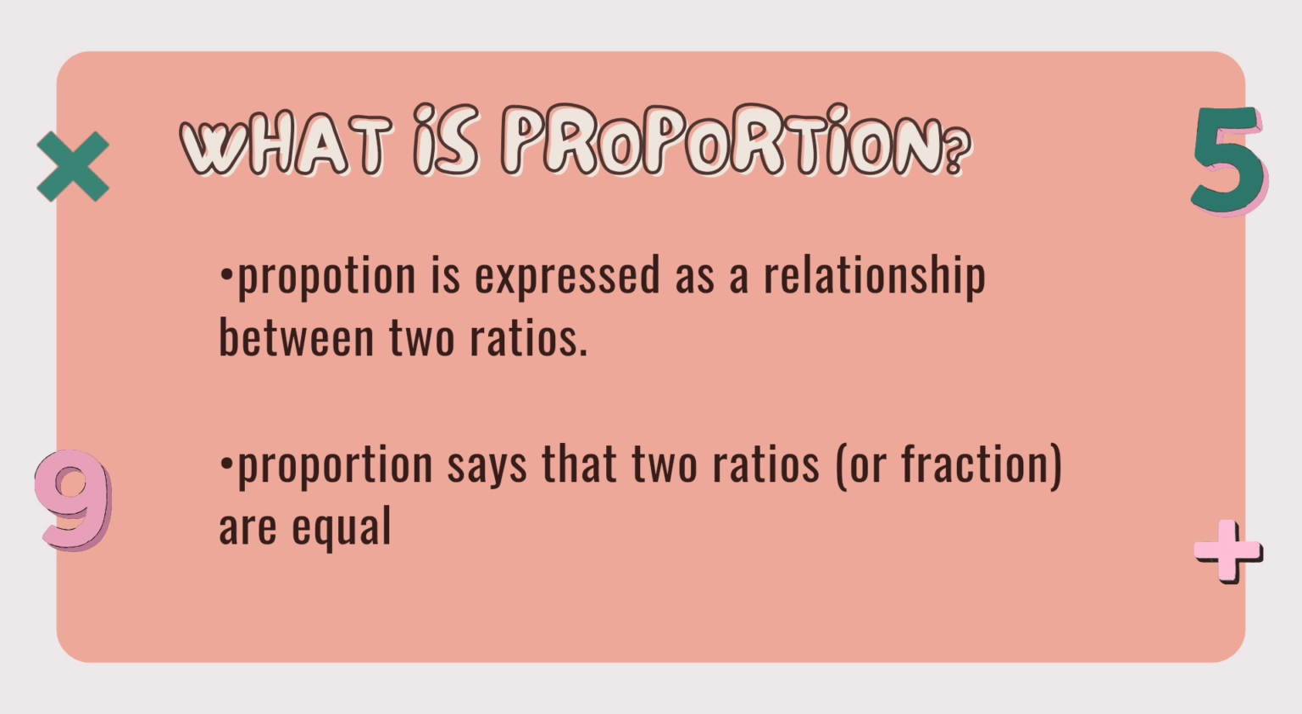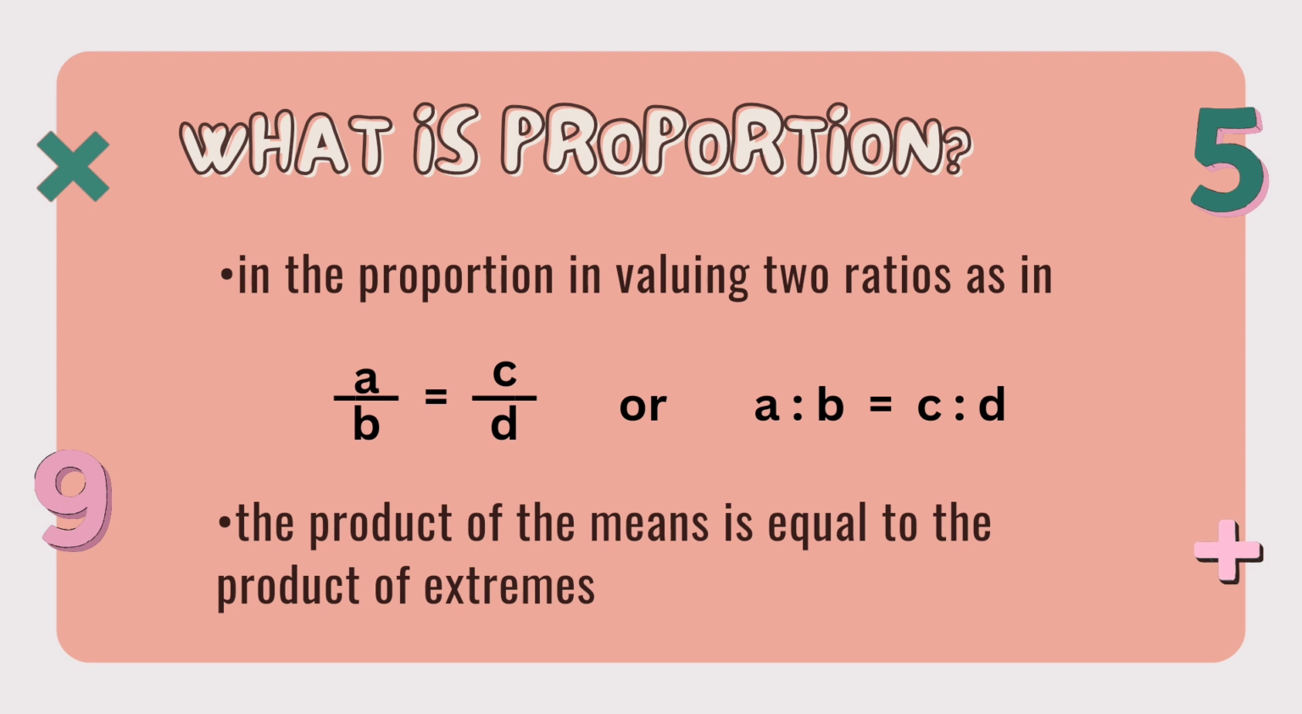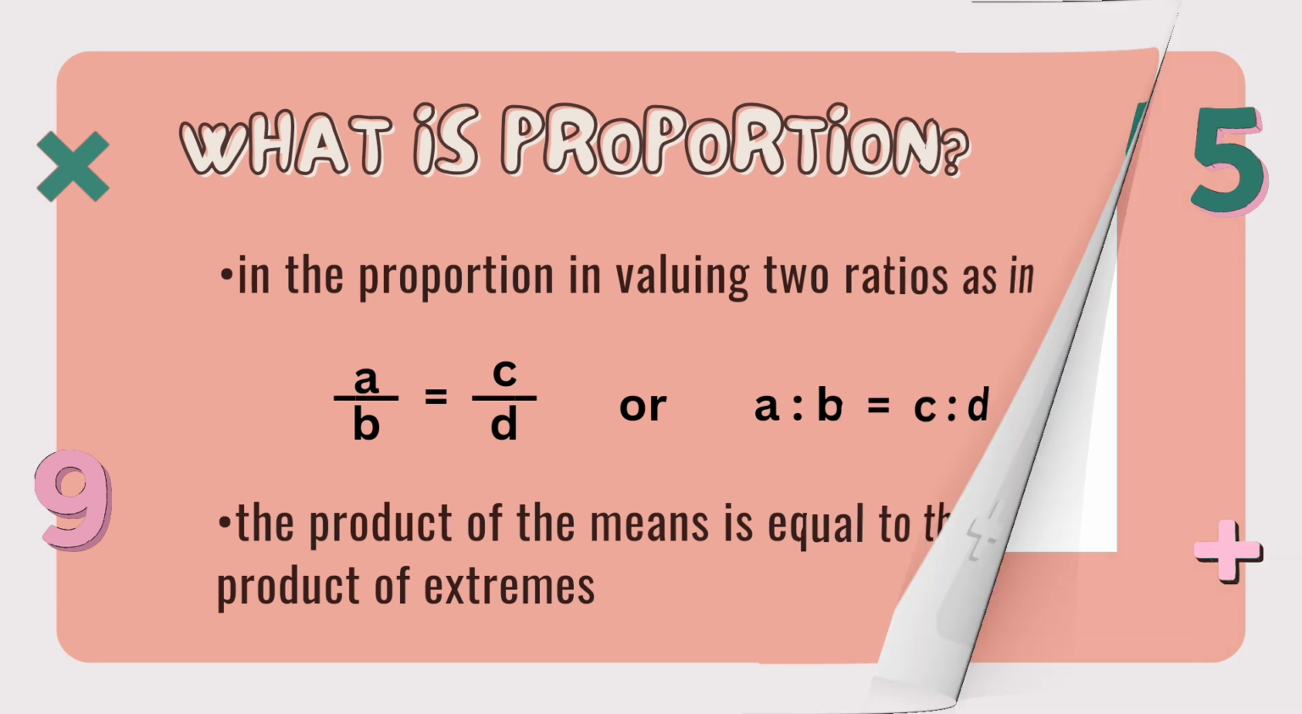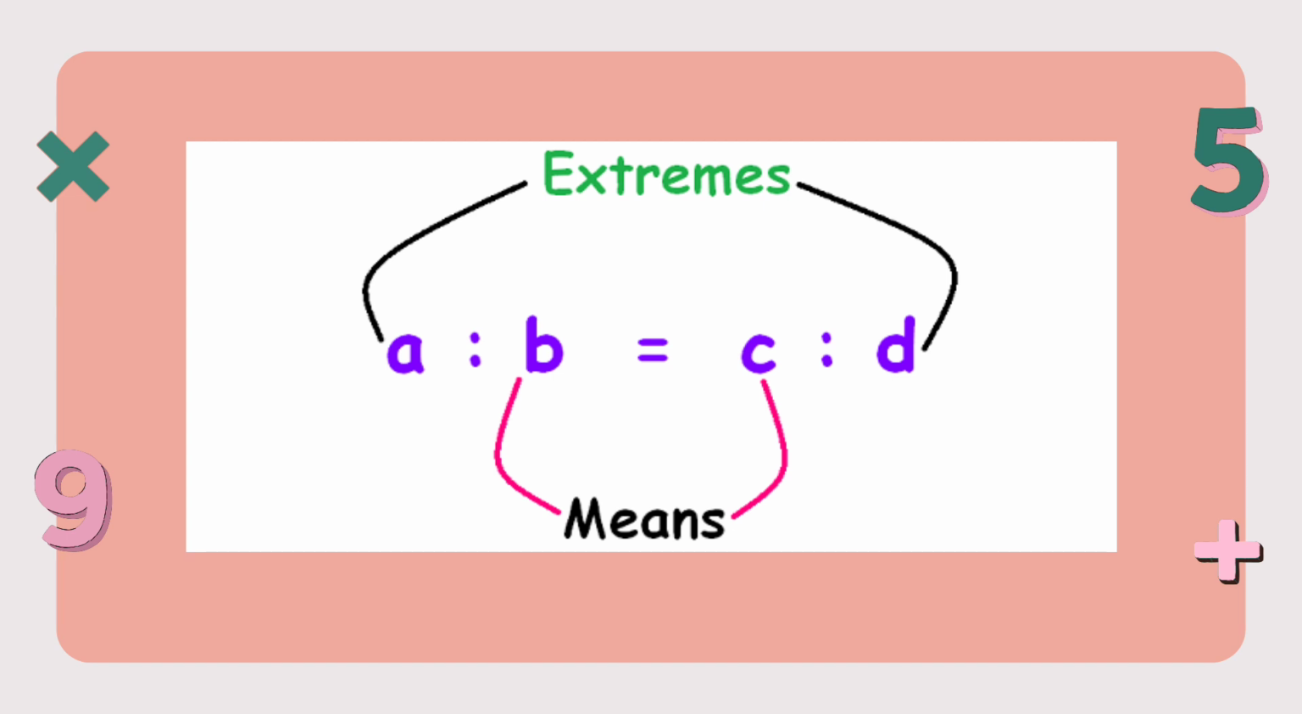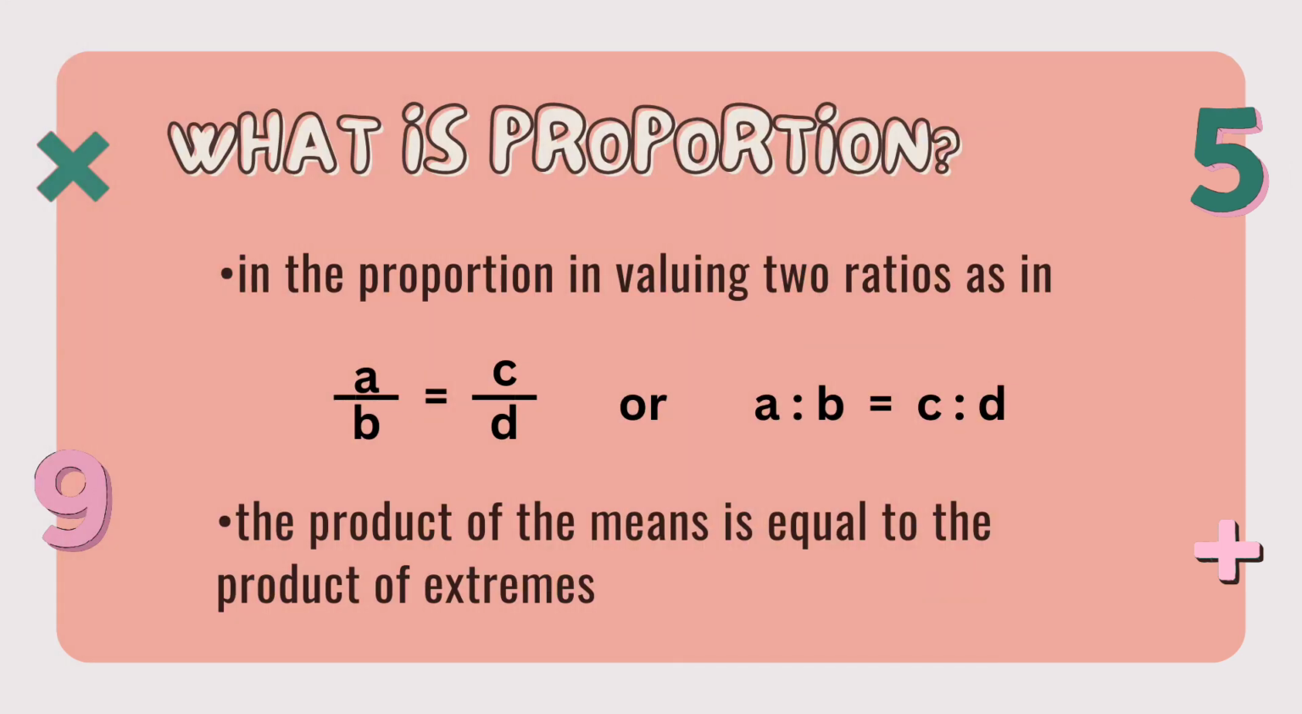So, paano natin nasabing equal yon? In the proportion, in equating two ratios, as in A over B equals C over D, or A is to B equals C is to D. Sa A is to B equals C is to D, may special name yan, which is extremes and means. Means, ayun yung inner numbers or the second and third terms ng proportion. Yung extremes, yun yung outer numbers or yung first and fourth terms ng proportion. The product of the means is equal to the product of the extremes.